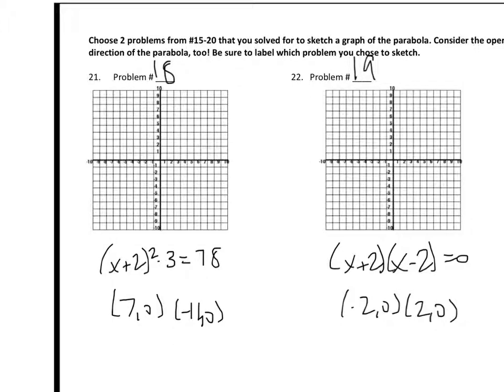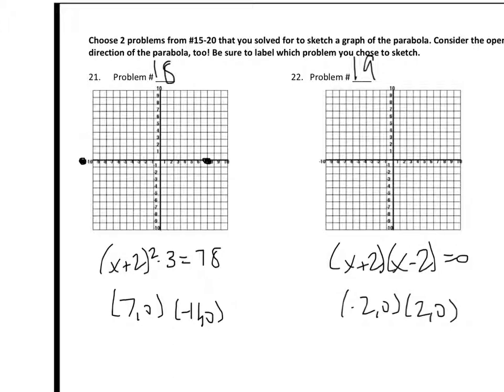Now let's graph them. Okay, so all we need is to figure out which direction it opens, up or down based off the lead coefficient, like questions 1 and 2 in the packet, and then we have to use our x-intercepts. So let's start with our x-intercepts here for question 18. (7, 0), so I'm going to plot that right here. (Negative 11, 0), it's a little bit off the graph, that's okay, right over there.